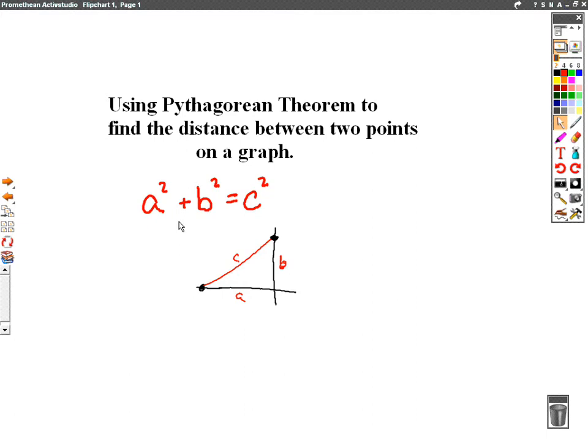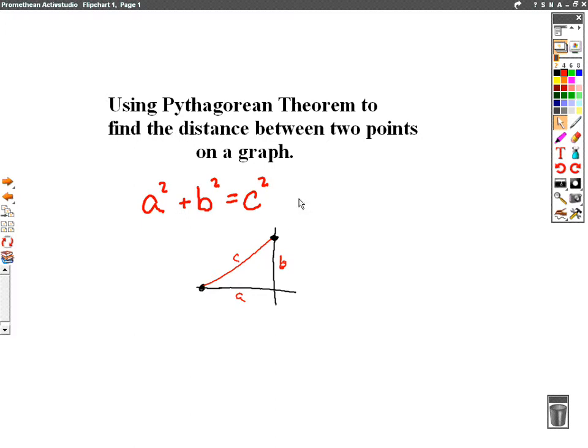Okay, the last lesson that we just got through doing, we were talking about the Pythagorean theorem. And the Pythagorean theorem, as you recall, is just this simple formula right here of a squared plus b squared equals c squared. What we're going to do now is use the Pythagorean theorem to find the distance between 2 points on a graph.